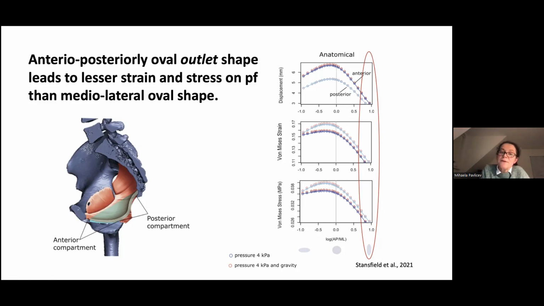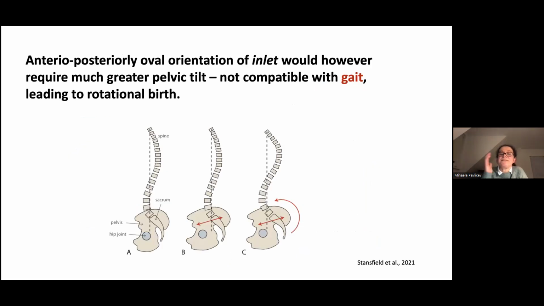And you might ask yourself, okay, but if that's so, why not the whole way through? Why only the outlet? It seems that the stability of gait is actually quite well modeled, and it seems that an anterior-posteriorly oval orientation of the inlet would actually require much greater pelvic tilt, so much greater lordosis, which is not really compatible with gait, leading then to rotational birth. So the transition from laterally oval to anterior-posterior oval.